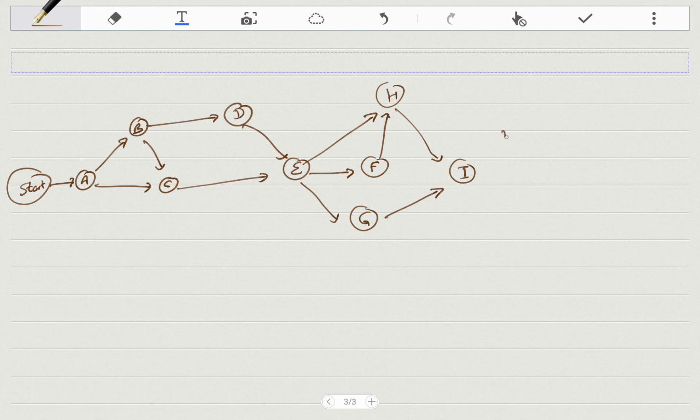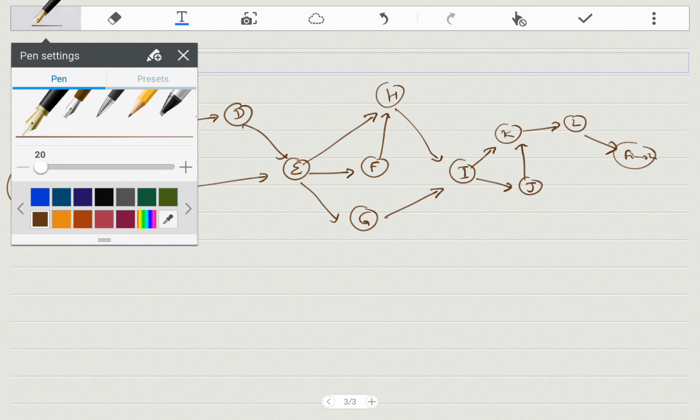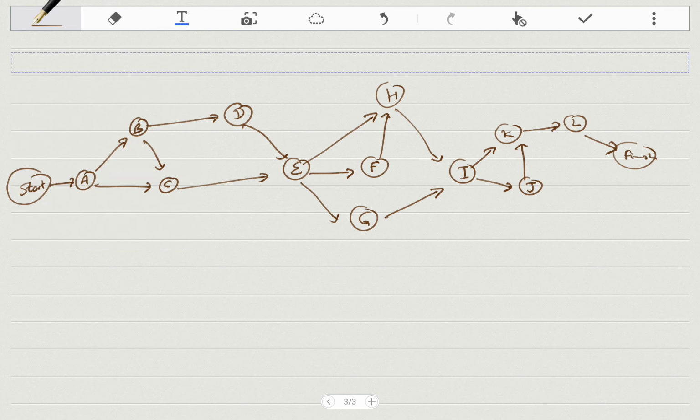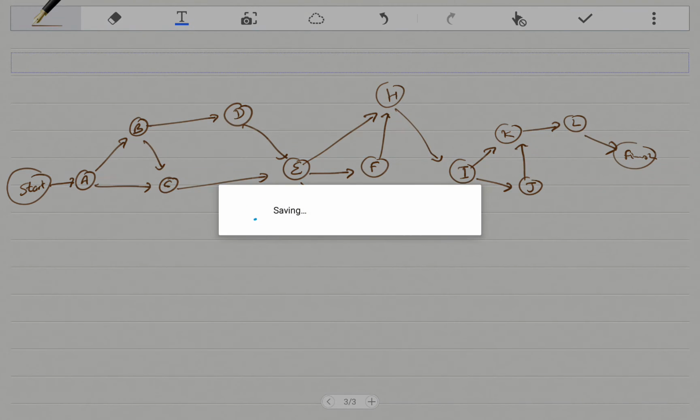And then we have K that gets from I. We have J that gets from I. We have, well, K here, L, and then we have finish. Alright, let's put the activities there. Again, I did the same rounding down for less than 0.5 and rounding up for more than 0.5.